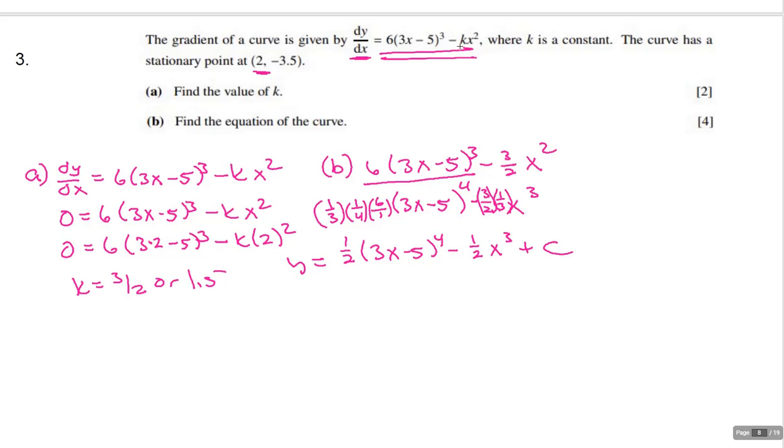So whenever you're finding an antiderivative, whenever you're taking a derivative and trying to go backwards, it's called an indefinite integral, and we have to have a plus c at the end, okay? And the way we find the actual value of c is we take the point that we know is actually on this curve, and we substitute in for x and y, and then we find out what c is. So do me a favor and substitute in a 2 for all the x's and a negative 3.5 for the y, and solve it for c, and then tell me what you get.